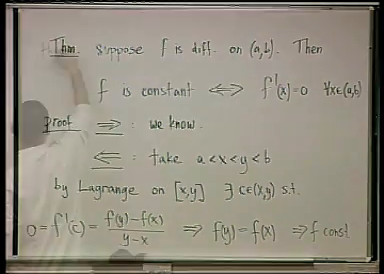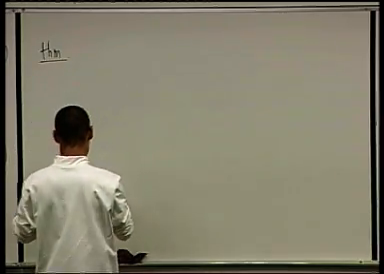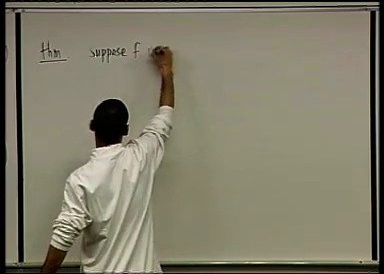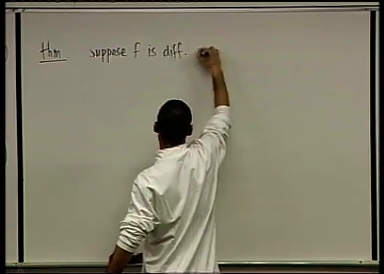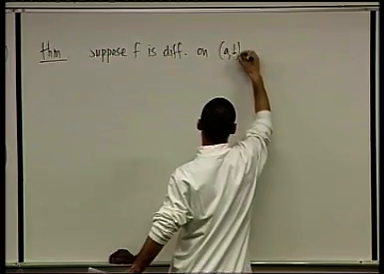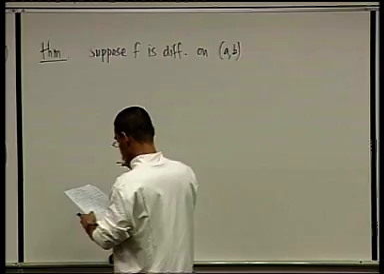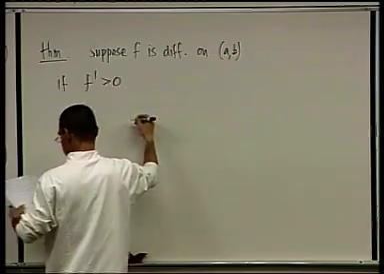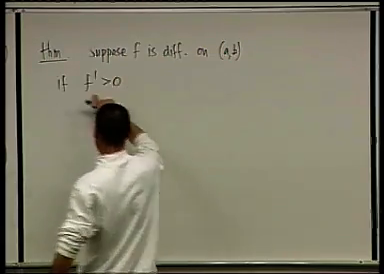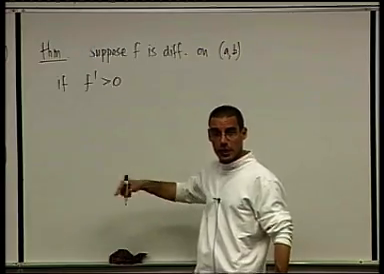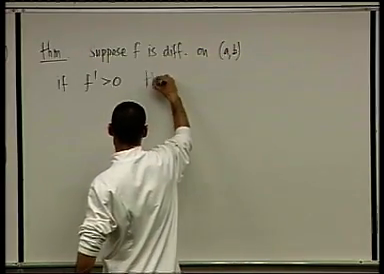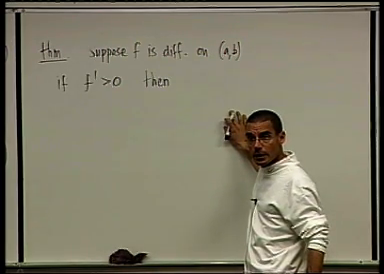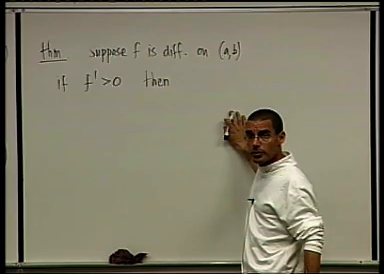So, theorem. Suppose f is differentiable on (a, b). If f prime is positive on the entire interval, when I write this, I mean f prime of x is positive for any x. Then, what does that imply about f? If the derivative is always positive, what does it say about f?